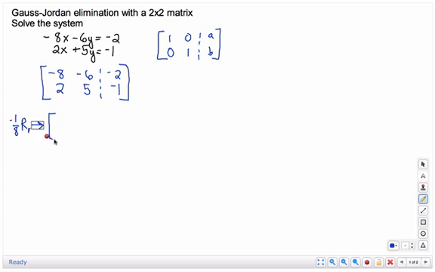Now you have to multiply the whole row 1 by that. So -8 times a -1/8 gives you a +1. That's what we want there. And then a -6 times a -1/8 is going to give us 6/8, which we simplify to 3/4. And then a -2 times a -1/8, a negative times a negative is positive, 2/8, which becomes 1/4. Now we just leave row 2 the same way that it is.